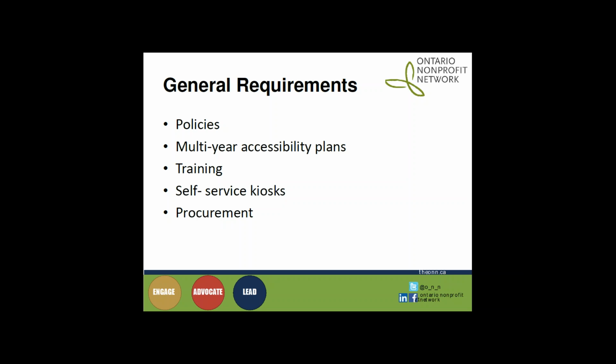So what you're required to do, if you're a nonprofit or a for-profit, is to consider accessibility features when you're designing or buying a new self-service kiosk. And then finally, the last item there, procurement, is actually one that relates to the public sector organizations, and they have some obligations to consider accessibility in their procurement process.